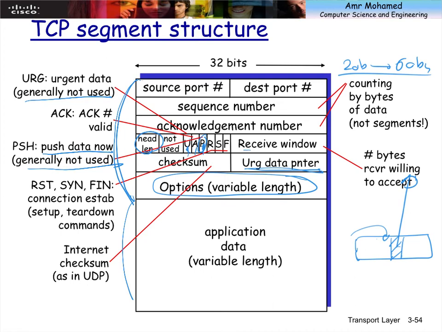The flags that are really important are: A stands for acknowledgement, reset, sync and fin. And these are used for handshaking, to establish the connection. To establish the TCP connection end to end, you use these flags.